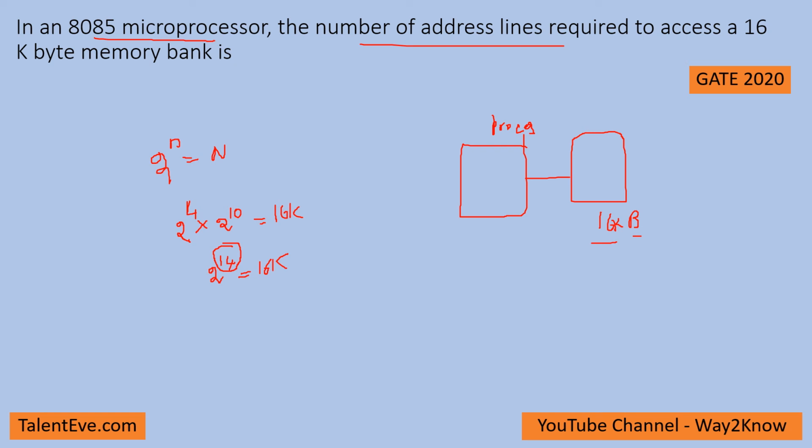So in such cases there will be address lines and a data bus to access these memories from this processor. So that is where this question has come up.